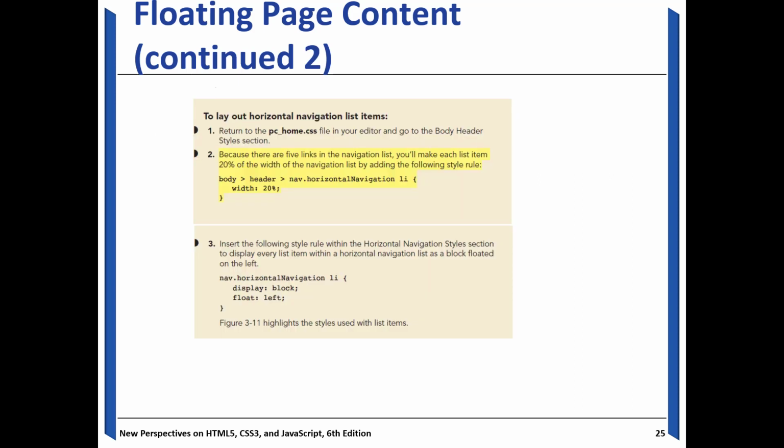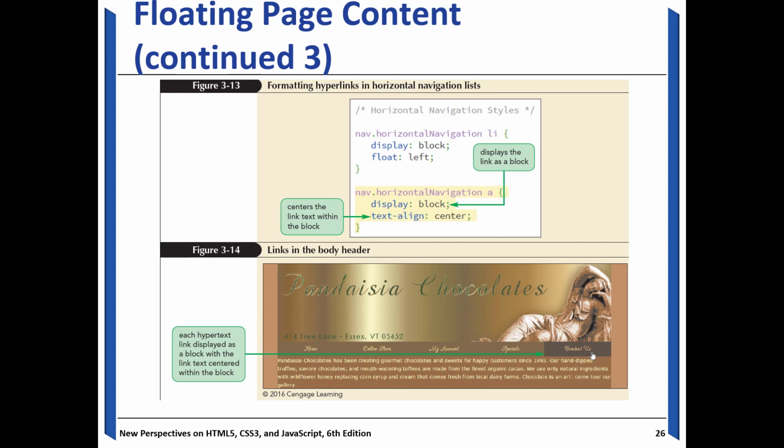Now let's go back to the Pandasia Chocolate website. Suppose its owner wants us to display the contents of navigation lists within a single row. We can do this by floating each item in those navigation lists on the left margin using the float property. This slide will walk us through how to lay out horizontal navigation lists.